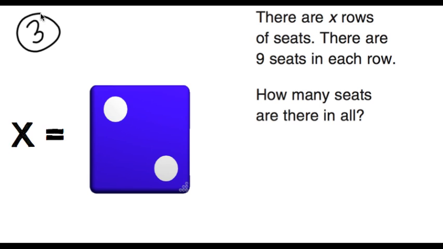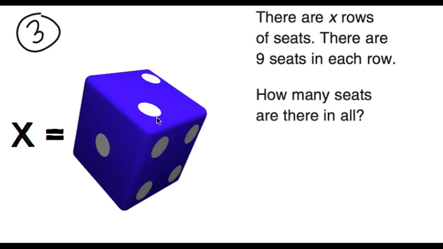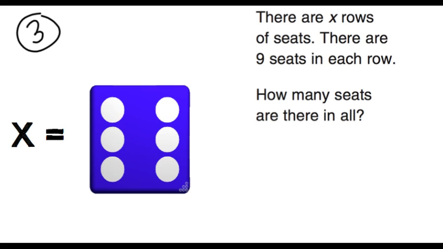Okay, we're on to question number 3. The problem is: there are x rows of seats. There are 9 seats in each row. How many seats are there in all? I'm going to go ahead and roll the dice so we know what the value of x is. Looks like x equals 6 again. So go ahead and solve this problem on your scratch piece of paper. Pause the video. When you're done solving and you have entered your answer online, you can press play again to move on to question number 4.